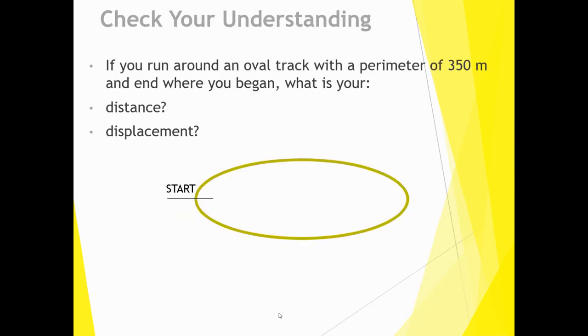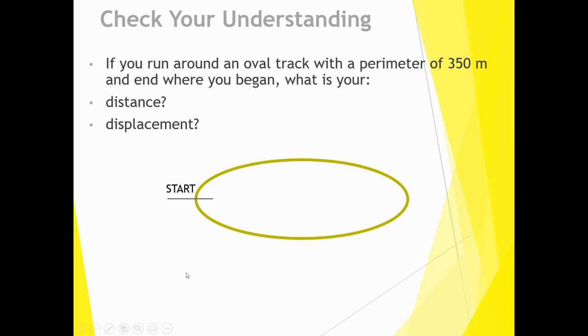So checking your understanding, if you run around an oval track with a perimeter of 350 meters and end where you began, what is your distance? So if you've got this oval track and you start here and you run around, the distance that you traveled is 350 meters. But your displacement, you're comparing where you start and where you end. So if you start here and end here, your displacement is 0. And there's no direction because it is 0. So distance and displacement can be very different. Distance has no direction, it's a scalar. And displacement has a direction, but in this case, since it is 0, there is no direction.